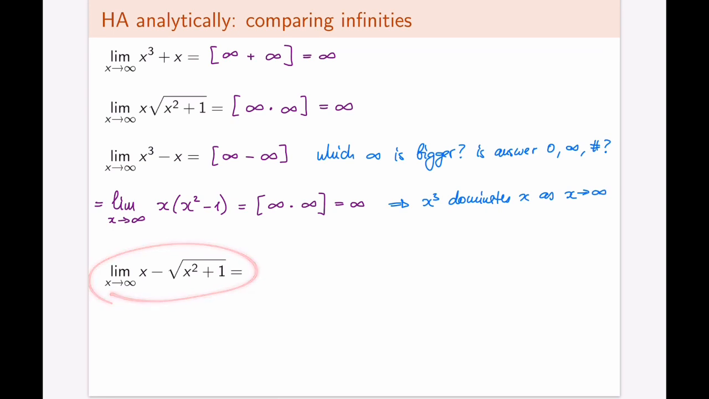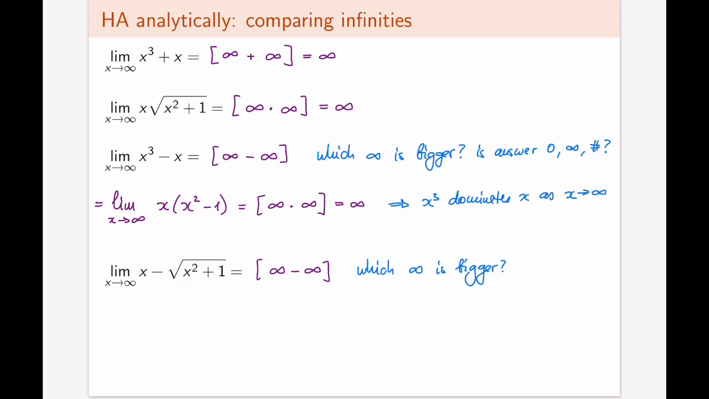Now let's take a look at this more complicated example that involves square roots. So I have x minus the square root of x squared plus 1. This is actually kind of like the previous example, but instead of the multiplication, we have a difference. If I plug things in, once again I will have infinity minus infinity, and we have the exact same issue we had before. Which infinity is bigger? Am I subtracting something smaller from something larger, or the other way around? Here the question remains, and I am not able to tell you the answer right away. I really have to do something about this expression.